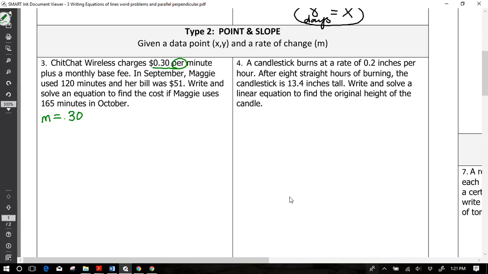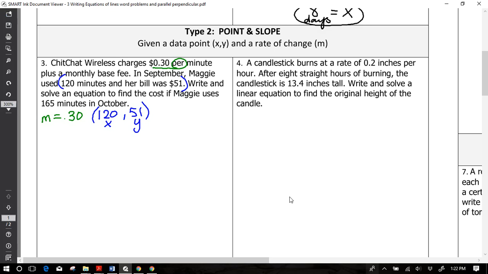In September, Maggie used 120 minutes and her bill was $51. So this is minutes and this is the total bill, and that is the ordered pair that they gave me. It's a data point where x is the 120 minutes that she used and $51 is the total amount that she spent.